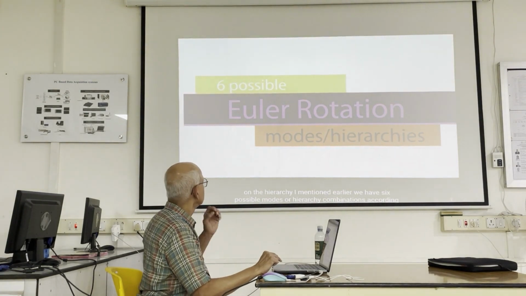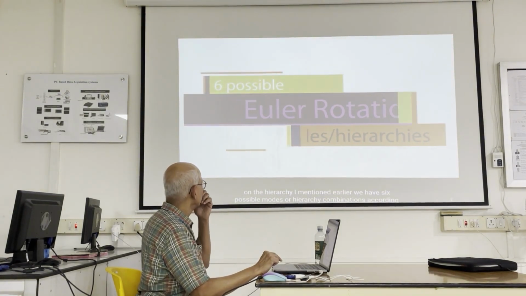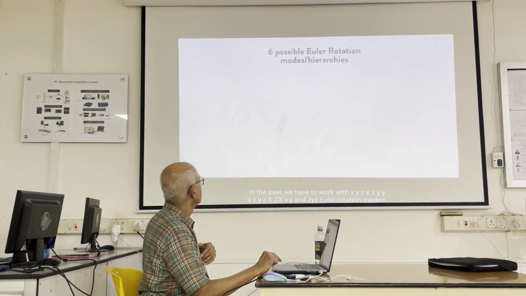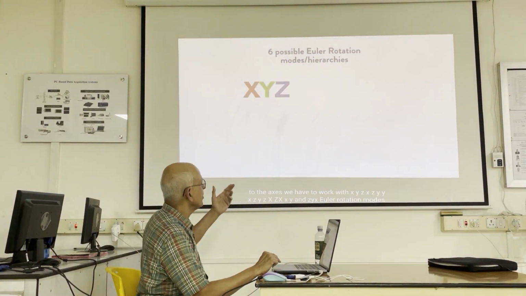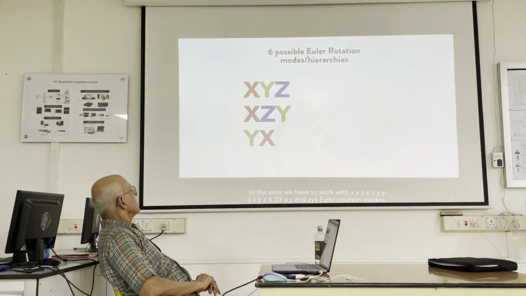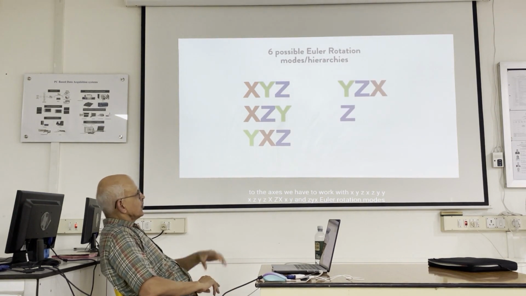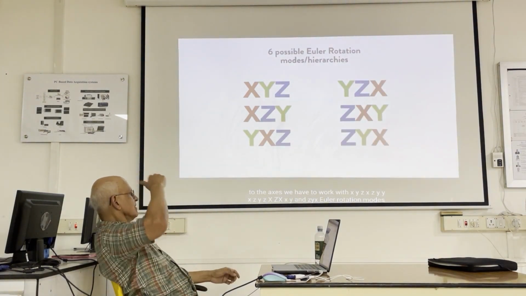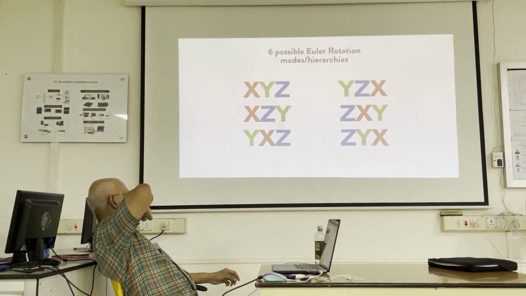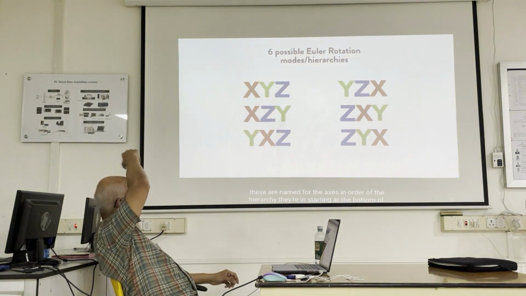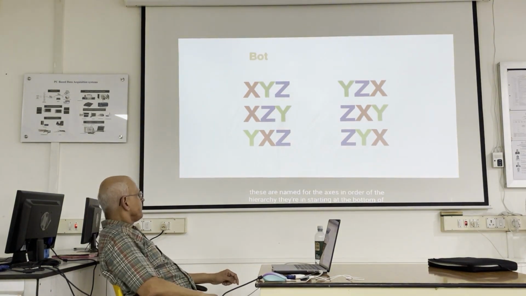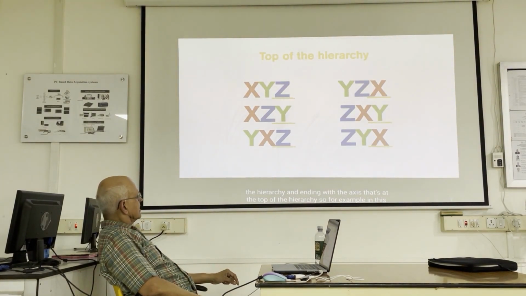We have 6 possible modes or hierarchy combinations according to the axes we have to work with. X, Y, Z, X, Z, Y, Y, X, Z, Y, Z, X, Z, X, Y, Z, Y, X. So no repeated axes, and that's why there are 6 Euler rotation modes. These are named for the axes in order of the hierarchy they're in, starting at the bottom of the hierarchy and ending with the axis that's at the top of the hierarchy.